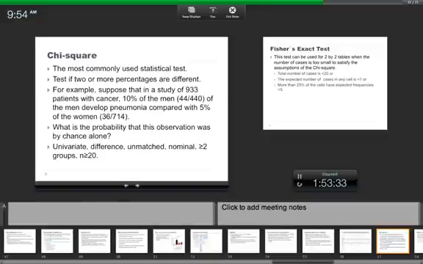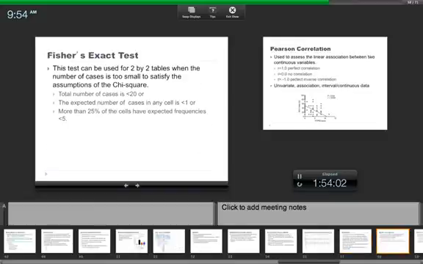So this chi-square test is a univariate test. It looks at the difference in the proportions. It's unmatched, and it's looking at nominal data, meaning that this is a grouping, with two or more groups. For this test, we have to validate that the number of individuals within each group needs to be greater than or equal to 20.